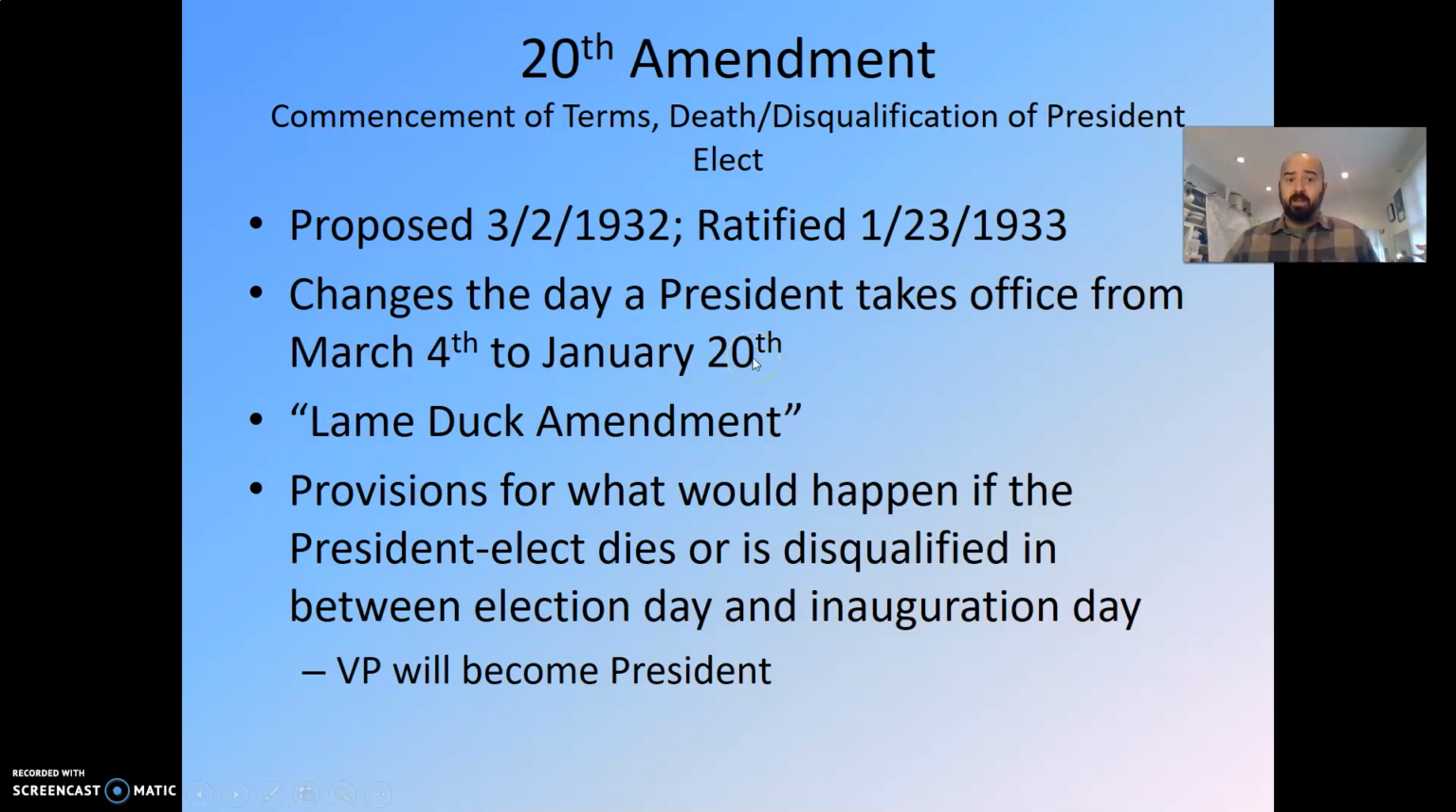January 20th. It also says what would happen if the president-elect dies or becomes disqualified before becoming president. And basically, it's what everyone would assume would happen, but now it's in the Constitution. The vice president-elect would become the president-elect if that were to happen.